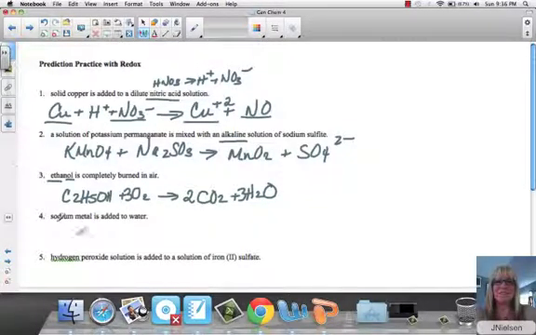Okay. Sodium metal, Na, in water. Remember, group 1 or group 2 in water is going to produce a metal hydroxide. So this is going to be what I showed you, the NaOH plus H2 gas.